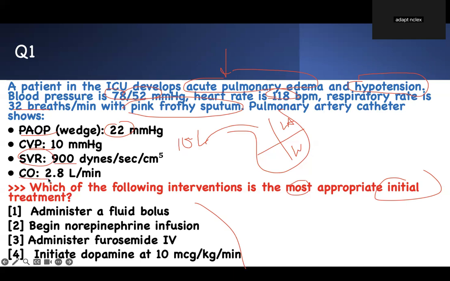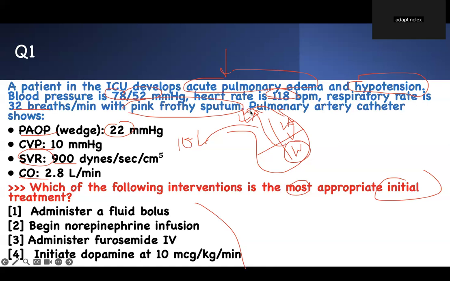And your cardiac output is what? 2.8. That means low outflow from the ventricle. So I have low outflow from the ventricle. Filling pressure in the left atrium is high, is backing up into the lung, and I'm having acute pulmonary edema. My CVP is still in the normal range, but I can tell that my blood pressure is too low, that my systemic vascular resistance is high.